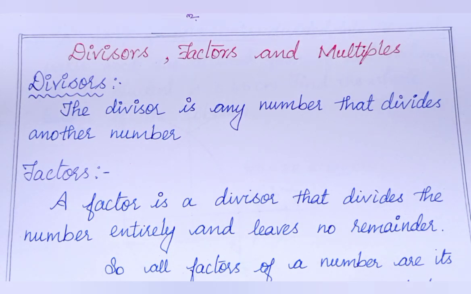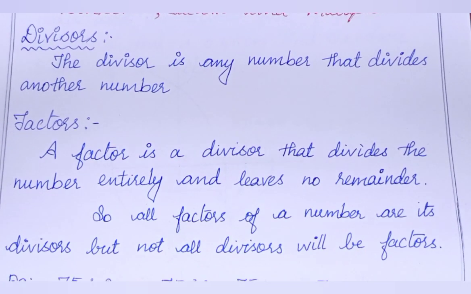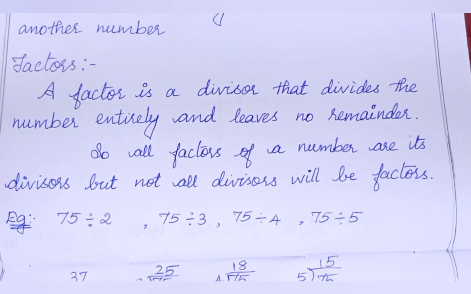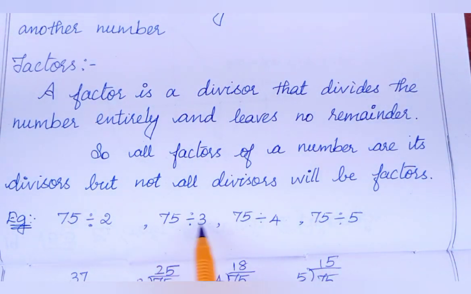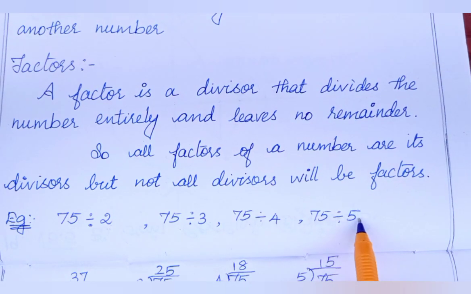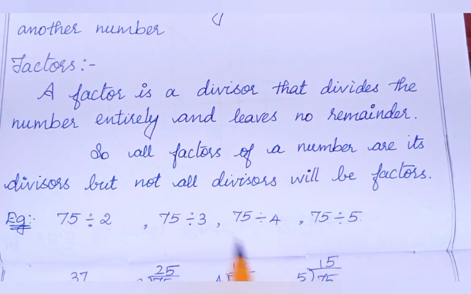So, what are factors? A factor is a divisor that divides the number entirely and leaves no remainder. Actually, we have a few examples here. 75 divided by 2, 75 divided by 3, 75 divided by 4 and 75 divided by 5. Here 75 is divided by 2, 3, 4 and also 5. These 2, 3, 4 and 5 are called the divisors of the dividend 75.